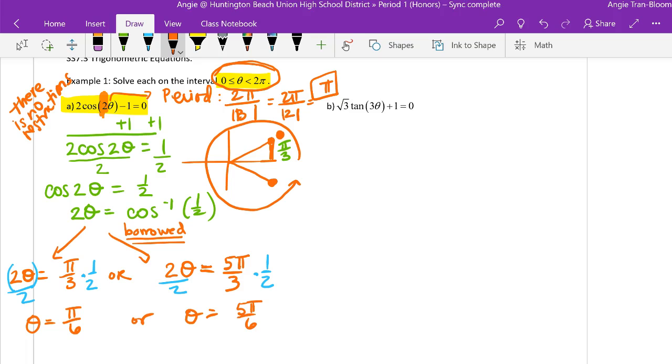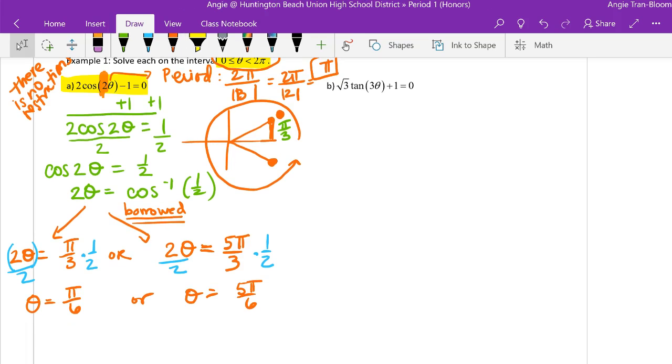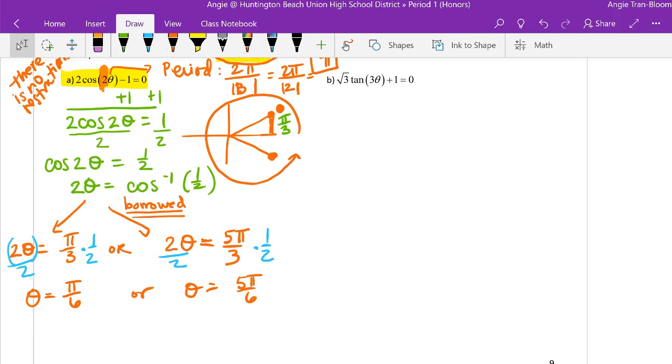But keep in mind, I am trying to get all the way to 2 pi. So this is when the period is going to come in. You need to add a period.